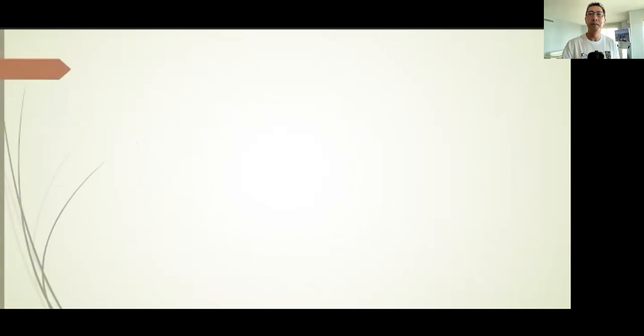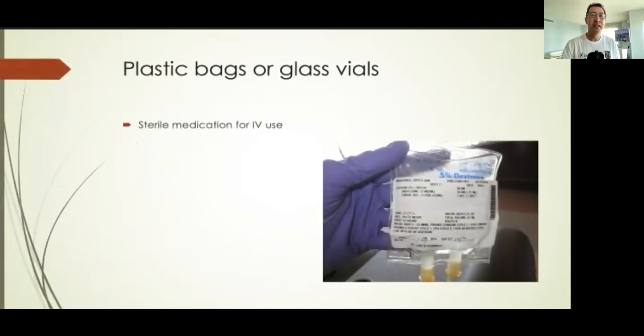Next, plastic bags or vials. These are sterile medications for IV use. We're going to get to the IV piggyback and IV drug infusion maybe in the next several weeks. And they're one-time use, ready to use, especially in my critical care setting: my dopamine, dobutamine, cardiac medicine, fentanyl, pain medicine, sedation, everything. Most of them will be either in this type of bag or in a glass bottle, like the propofol. That's a glass bottle.